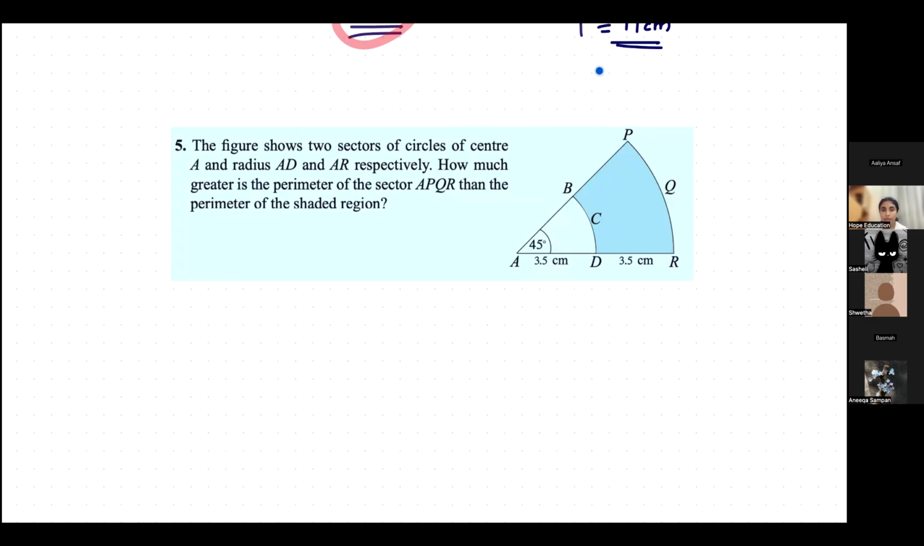How much greater is the perimeter of the sector APQR than the perimeter of the shaded region? That means, do you understand that we have to find the perimeter of the sector APQR? We also have to find the perimeter of the shaded region. We have to find both. Okay. So first of all, we will find the perimeter of the sector APQR.